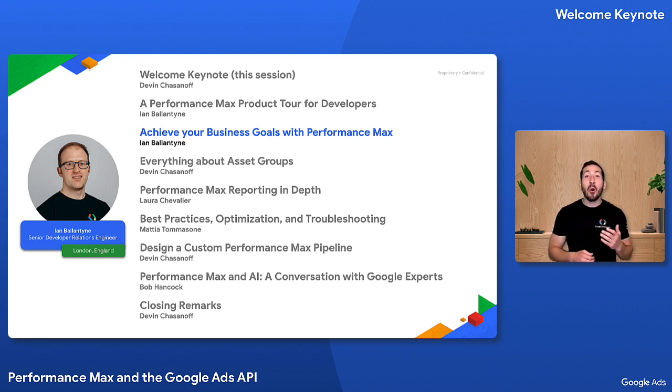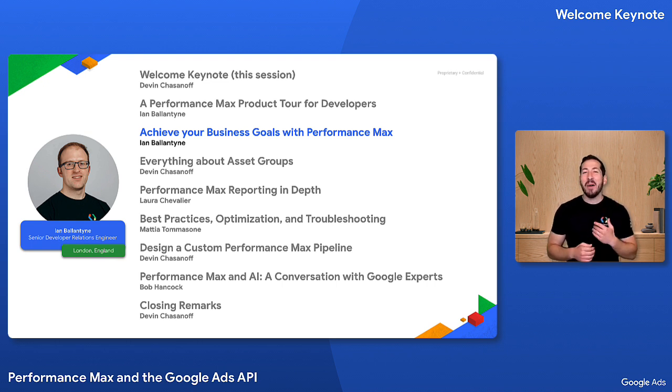PMax is a goal-oriented campaign type, and you can configure your campaign to optimize for specific business objectives. In this session, Ian will walk you through the various types of goals PMax supports, like driving online sales, generating leads, or acquiring new customers, and how to set up your campaign for each one.